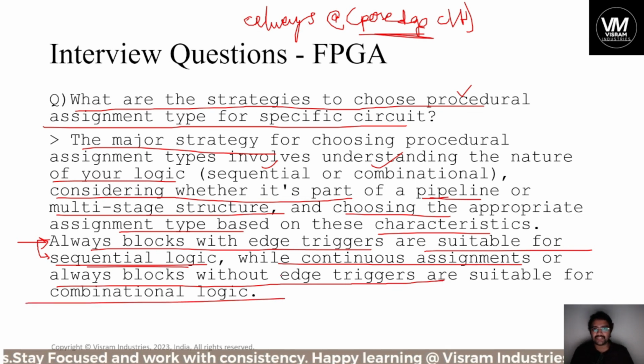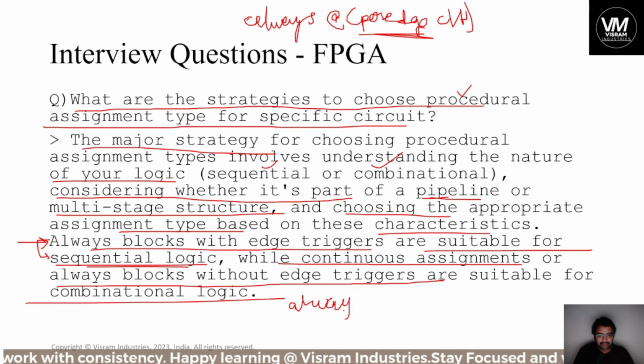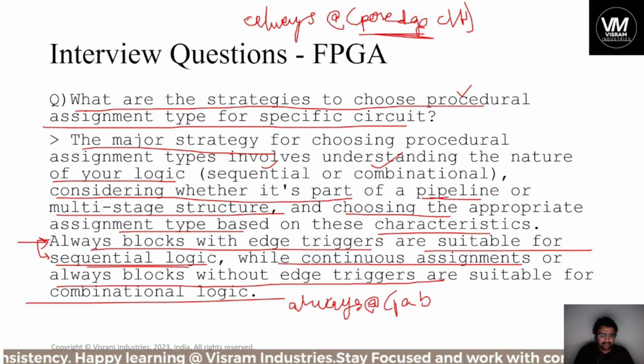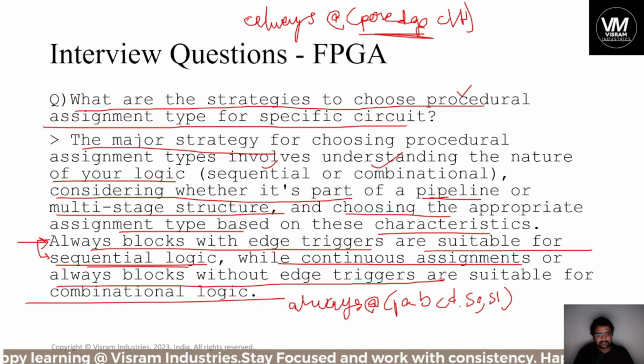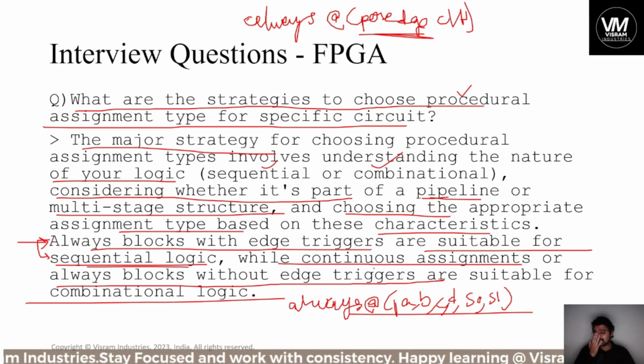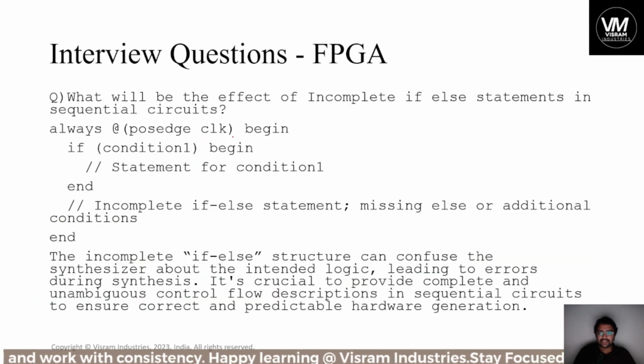For example, in the combinational logic we have designed a multiplexer, right? In that design you can see an always block at the rate of change of inputs like A, B, C, D, S0, S1, etc. Always at the rate of change of each input value, the always block of the combinational logic will work. This is the combinational always block, and the other is the sequential one. Okay, let us go to the next question.